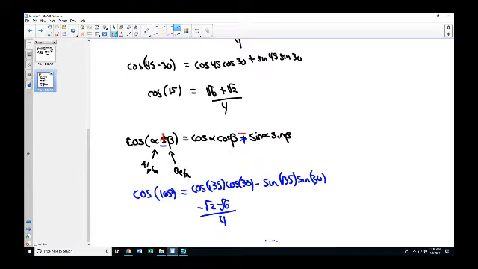Anybody get negative root 6 minus root 2? Oh, no, never mind. Everybody got this? You can switch the order here, it doesn't matter. Oh, they're both negatives. Okay. Let's move to radians.